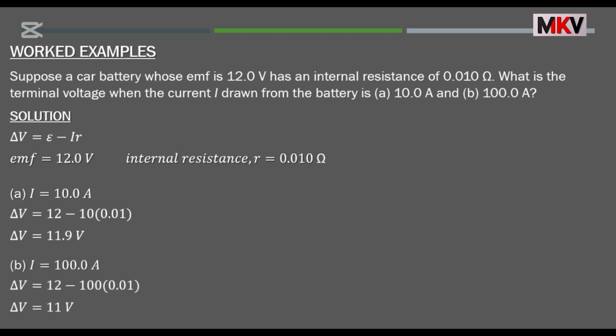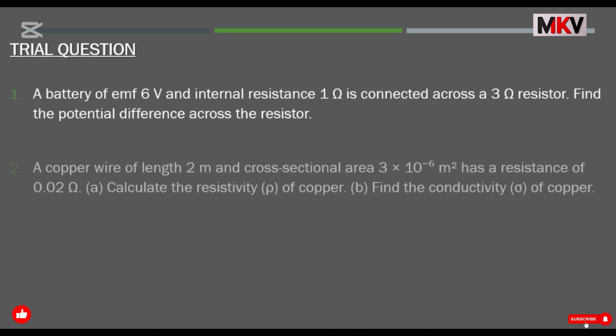Now, when the current is 100 amps, we do the substitutions as we did earlier: 12 for the EMF, 100 for current, then 0.01 for internal resistance. And therefore, the terminal voltage is 11 volts. So now here are some trial questions that you can try your hands on.